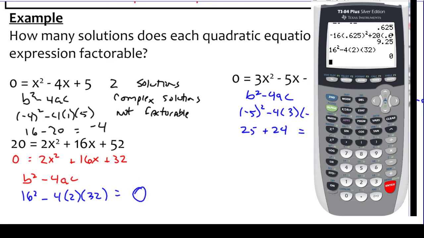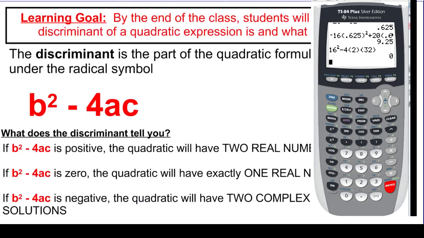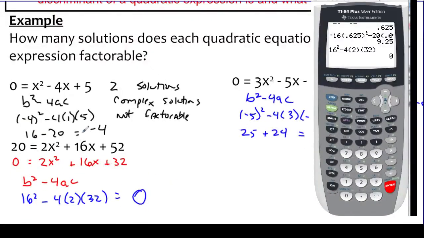So again, let's take a look at what that means. This says, if b squared minus 4ac is 0, the quadratic will have exactly one real number solution. So let's state that. There is one solution. That solution is a real number. And here's what I can say. This is a factorable expression. Here's how I know.